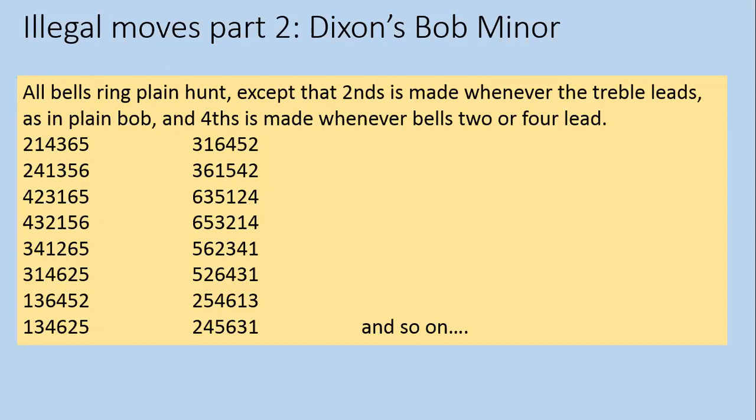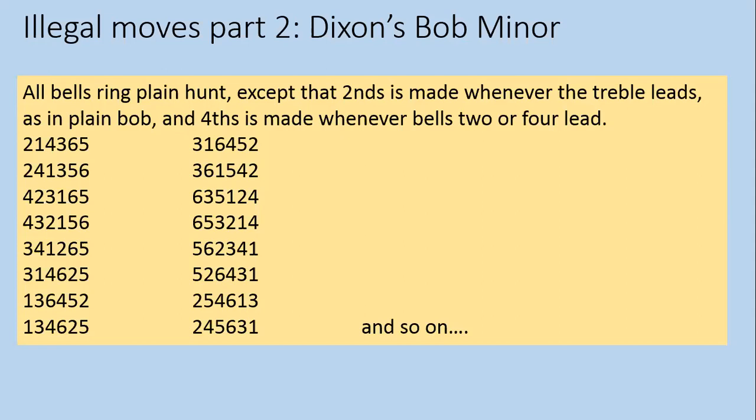Dixon's is a purely rule-based method. And if you want to develop your band's listening skills, this would certainly provide a challenge on that front. So purely rule-based, everybody rings plain hunt is the first rule, except that anytime the treble is leading, like in plain bob, a bell makes seconds, and the bells above seconds do a dodge. So first thing people would have to do is work out and listen for where the treble is, and when it's leading, a bell would make seconds and the other bells would do a dodge.